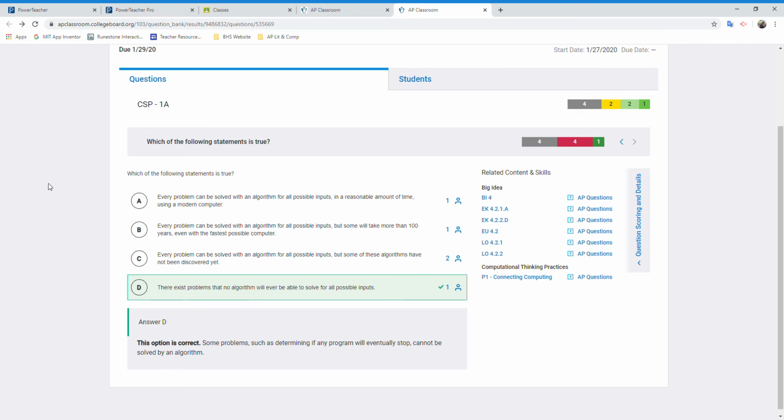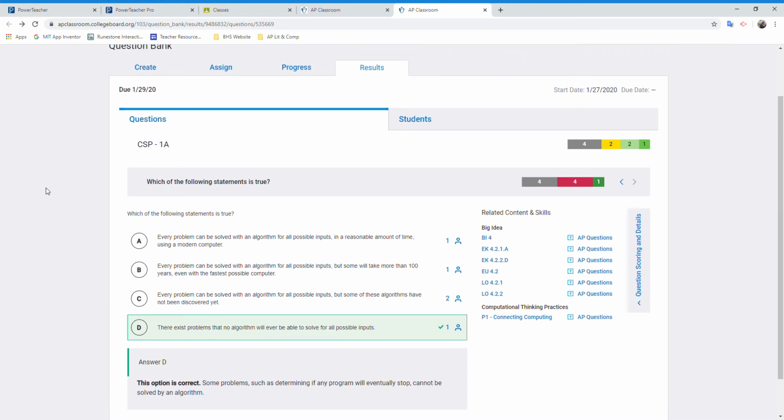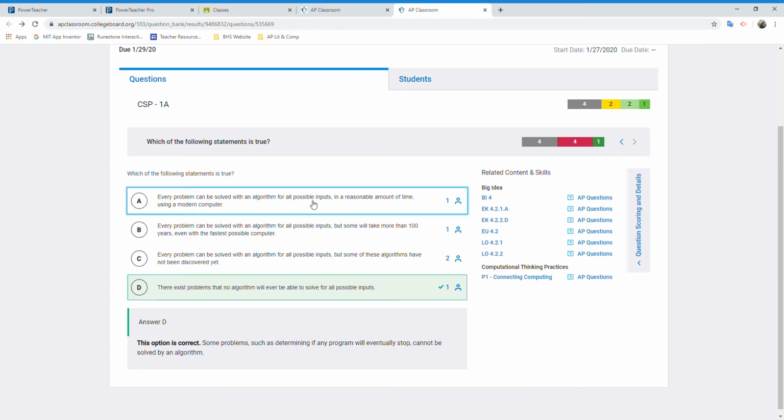Hi, it's Mr. Tush, and we are going to go over one of the answers for the homework due on January 29th, particularly the one about which of the following statements is true when we talk about algorithms and all possible inputs.